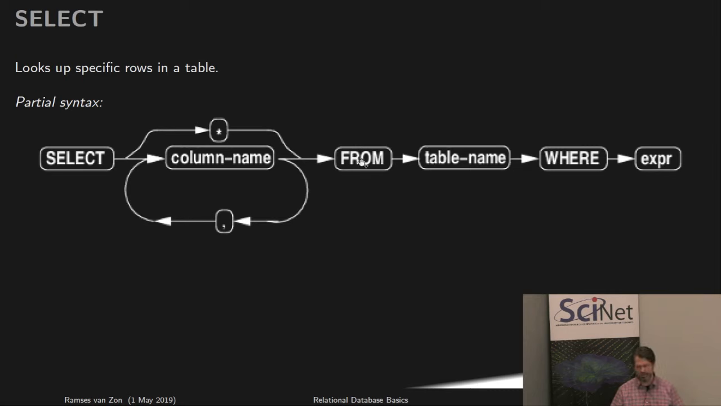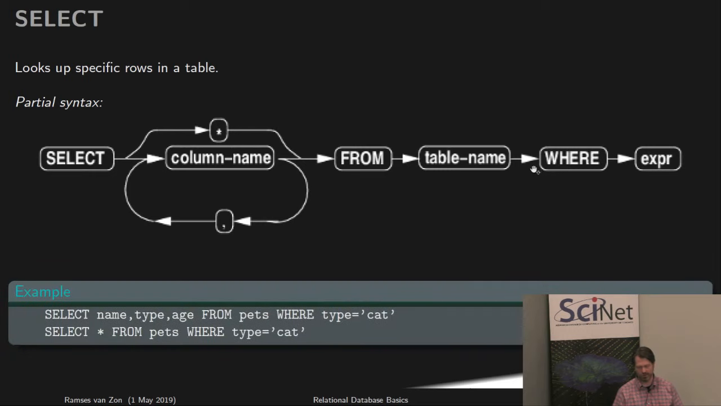What table you want to select them from, so you select columns from a table name, and then you probably don't want all of them. You might want to select them on the basis of an expression. So again, there's a possibility of a where clause. So we could do select name, type, and age from pets where the type is cat. We list all the cats. We could select everything from pets where the type is cat. If we don't do a where clause, we can leave it out. It just selects everything. So if we do select star from pets, we get our whole table back. Okay. So especially when you have large tables, it's good to be selective.